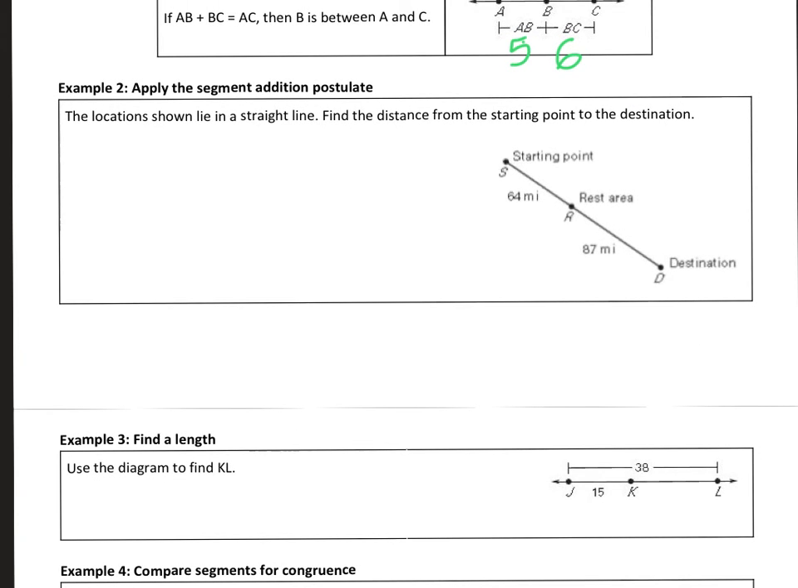So example 2 shows 2 locations on a straight line. We want to find the distance from the starting point to the destination. If they form this segment that is straight, we can find the distance if we know starting point to rest area to destination. And I'm going to write this out using the names of the segments. SR plus RD equals SD. The two segments that make up SD add together to be the length of SD.